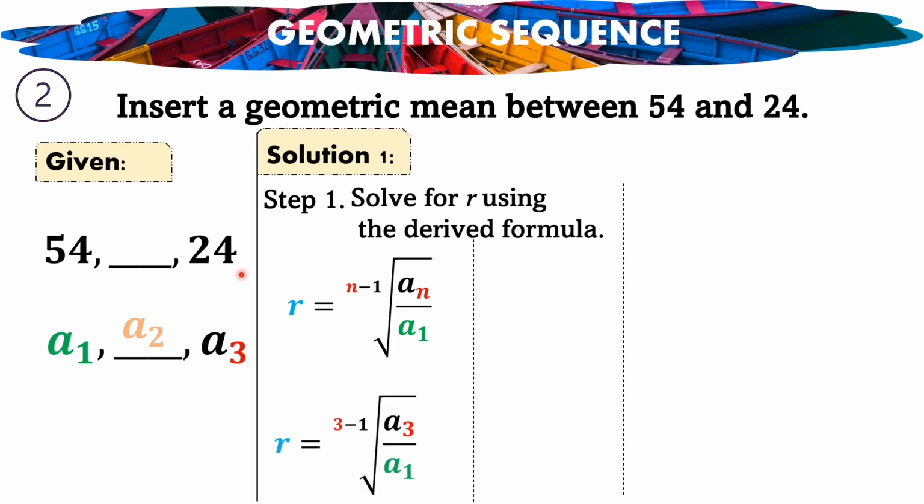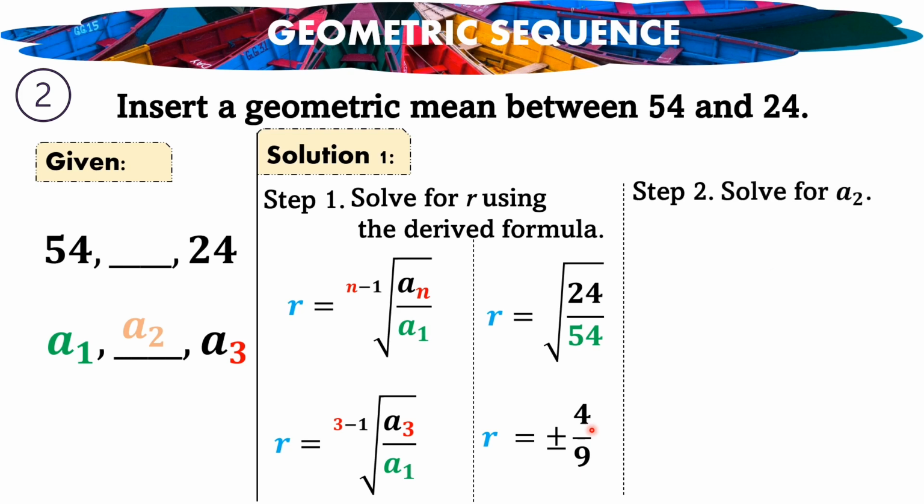That is, r is equal to 3 minus 1, because there are 3 terms here, the 3 minus 1 root of a sub 3 over a sub 1. So we have r is equal to the square root of 24 over 54. Then r is equal to positive and negative 4 over 9. Step 2, solve for a sub 2.